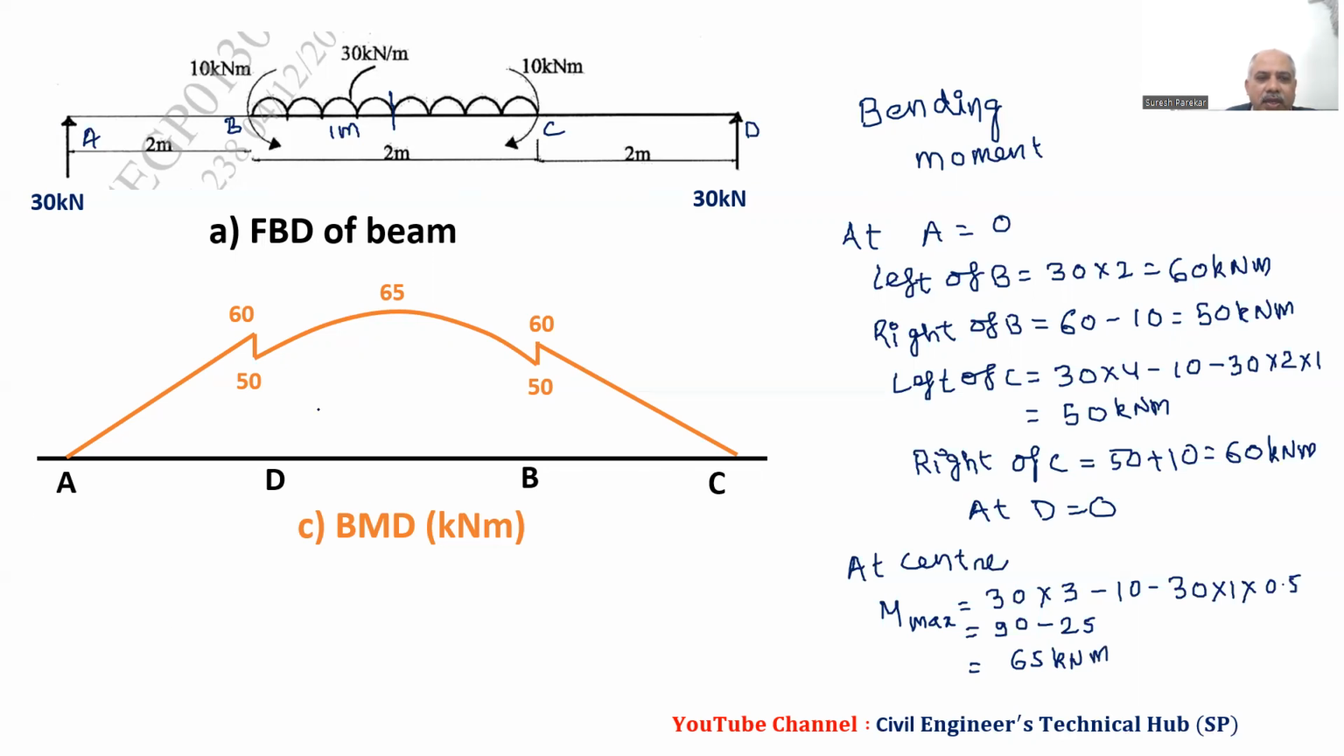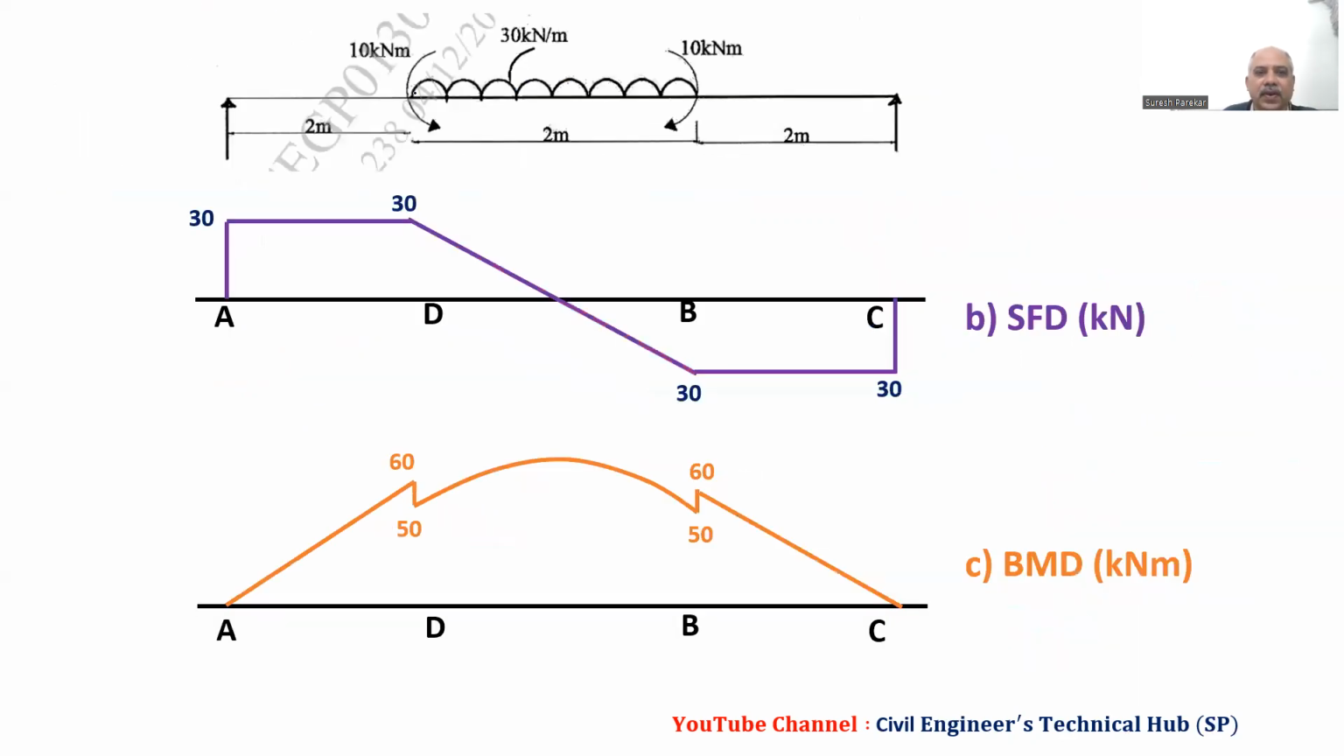This jump shows you have a couple over here of 10 kilonewton meter. A vertical ordinate in the BMD shows a couple and a vertical ordinate in the SFD shows a reaction. So now you can see over here, the SFD is x to the power 0, and the BMD is x to the power 1 in this portion. On both sides we have x to the power 1, and the middle portion is x to the power 2. So we have to go in this fashion.